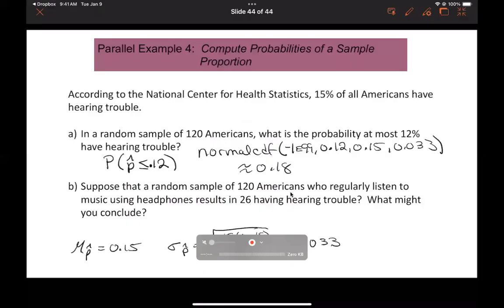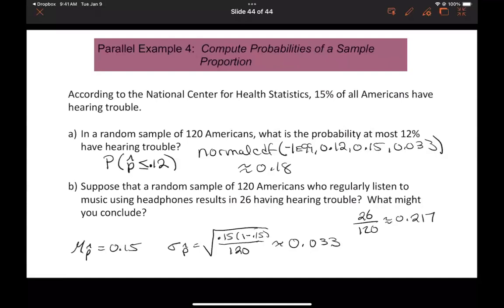So suppose that a random sample of 120 Americans who regularly listen to music using headphones results in 26 out of 120 having hearing trouble. What might you conclude? So I can sit here and calculate my p-hat. So 26 divided by 120. My p-hat is approximately 0.217. So we're looking for the probability of getting 26 or more out of 120 having hearing trouble.